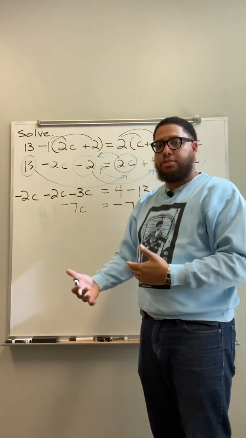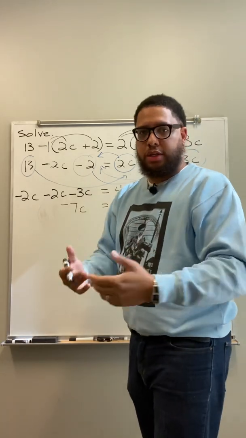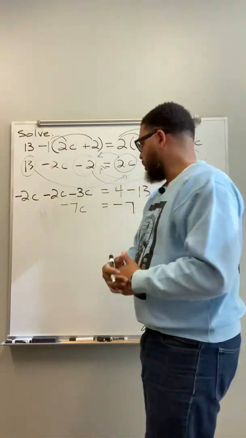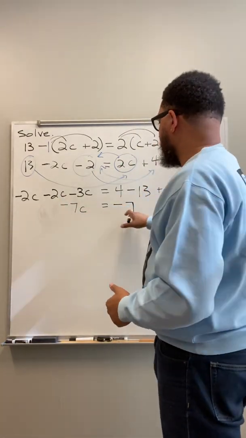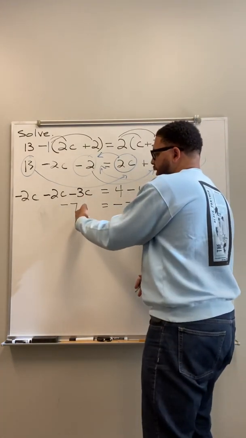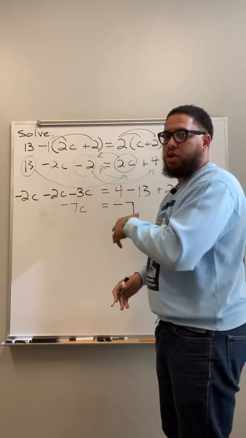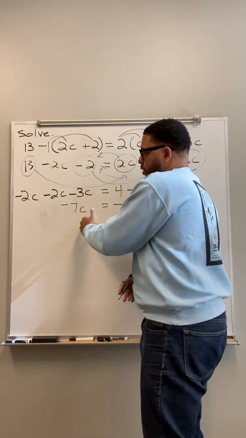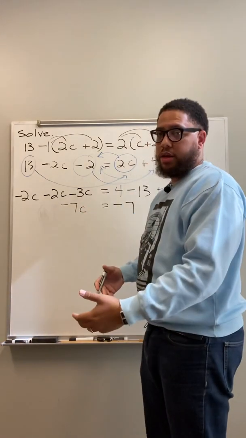Just follow the steps and do the math correctly. So now we have -7c equals -7. All I want to do is get c by itself. That was the ultimate goal. Get c by itself. So I got to get rid of what?